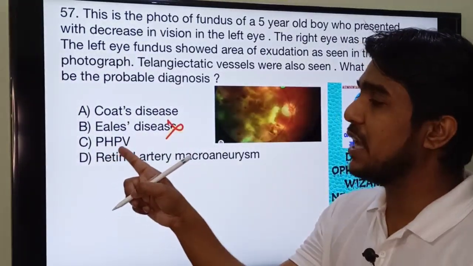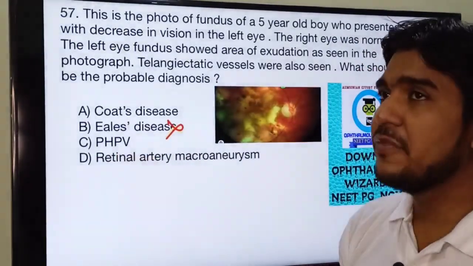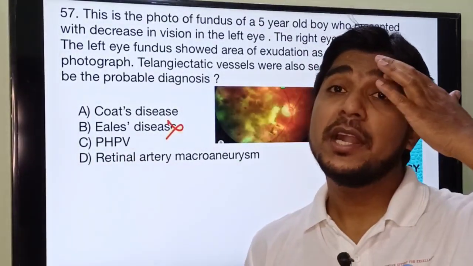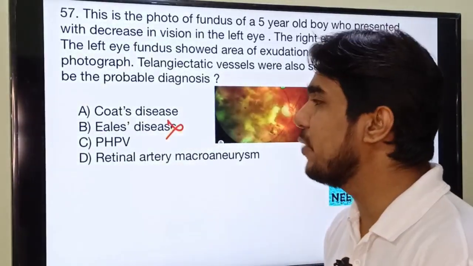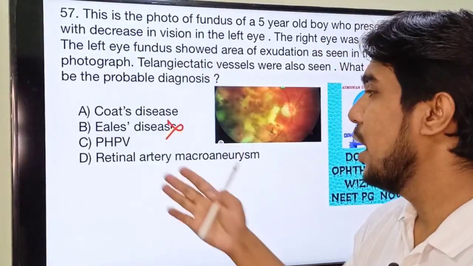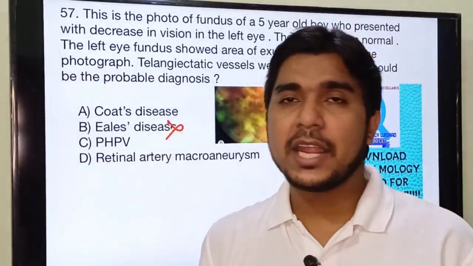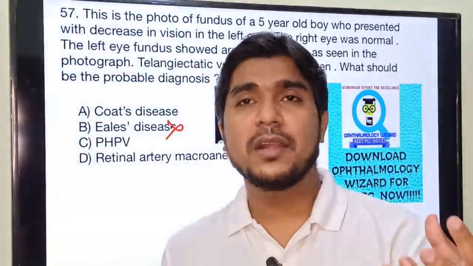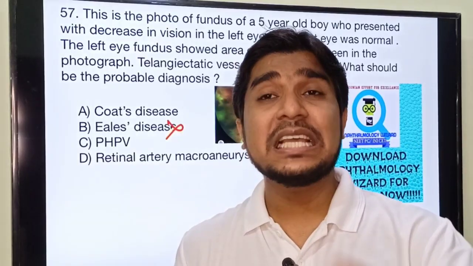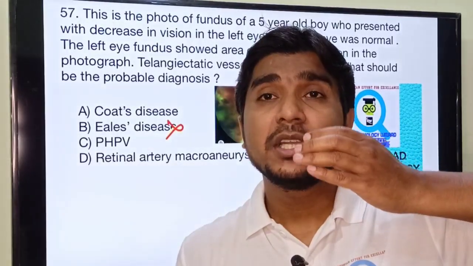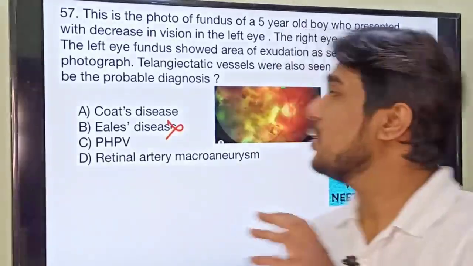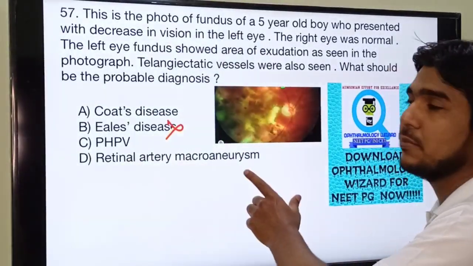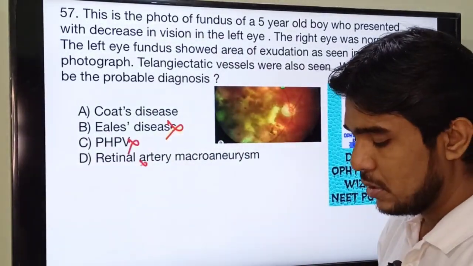PHPV, persistent hyperplastic primary vitreous. These are blood vessels which are atrophied, fibrosed, but persist in the adult and can cause traction. So obviously this is not the feature of this scenario. Retinal artery macroaneurysm, RAM: there is vitreous hemorrhage, intraretinal hemorrhage, subretinal hemorrhage, means hemorrhages at every layer. But this photograph and the scenario are not corroborating with RAM. So our answer is Coats disease.